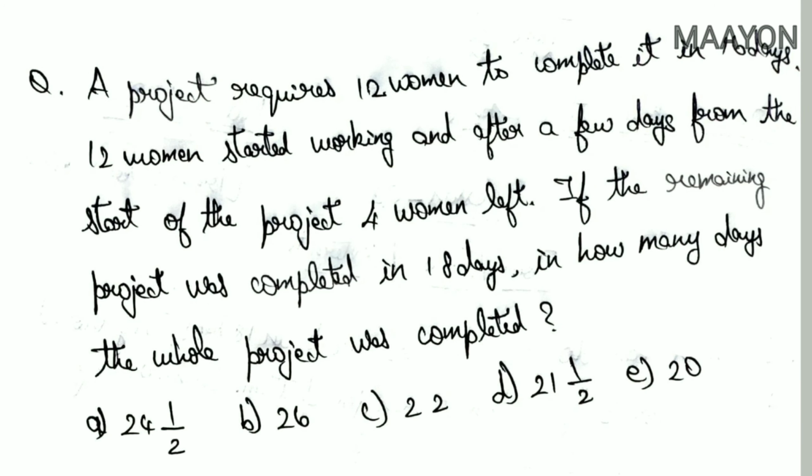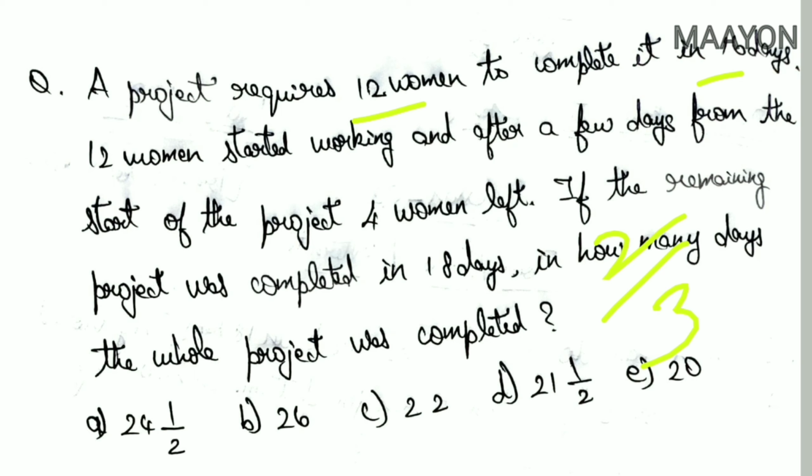Now the pro method. Pro method is not applicable to this sum because pro method is totally dependent upon the options. In some cases we can't apply the pro method. Let's see why we can't apply the pro method in this case. In the first case 12 women are working for 16 days. In the second case, after the 4 women left, 8 women are working for 18 days. So 8 is 2 by 3 of 12. So when they are working 16 plus 2 days, slightly higher than the 16 days taken by 12 women.